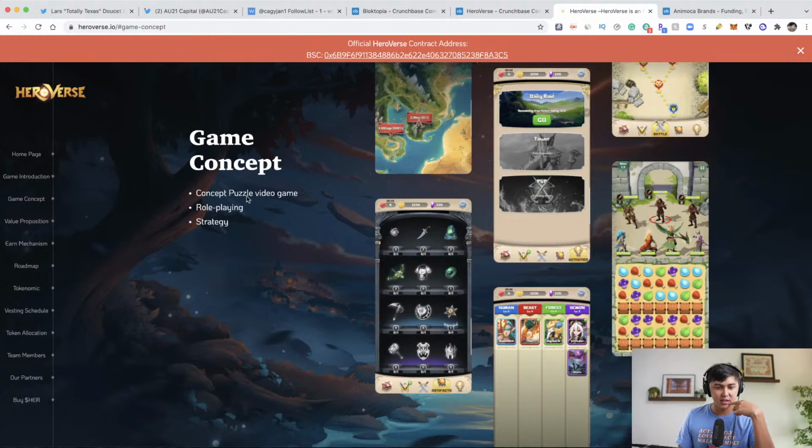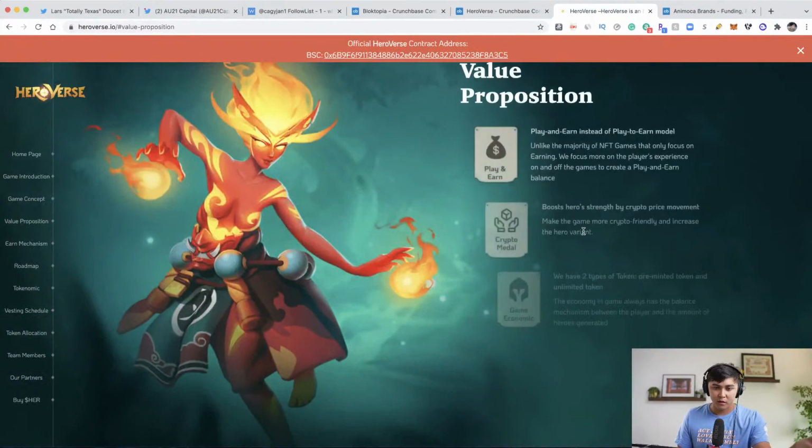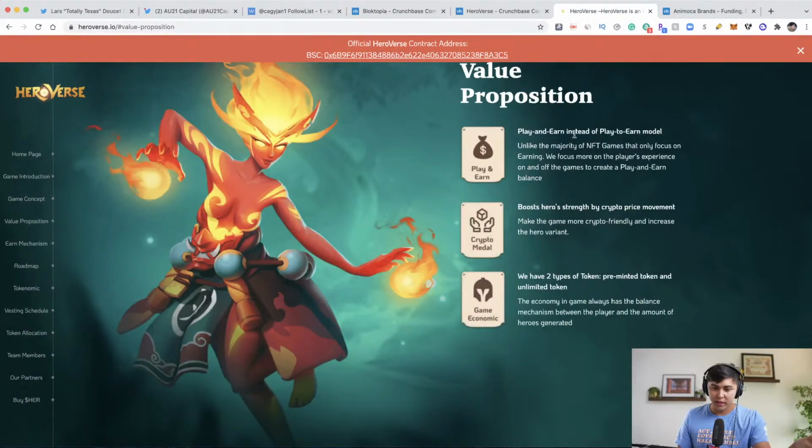Okay, game concept: puzzle, video game, role-playing, strategy. And it looks clean. It looks really nice. Okay, value proposition: play and earn instead of play to earn model, unlike the majority of NFT games. Yep, you already said that upstairs. Okay, boost hero strength by crypto price movement. Make the game more crypto friendly and increase the hero variant. We have two types of token, pre-minted token and unlimited token. The economy in the game always has a balance mechanism between the players and the amount of heroes generated.